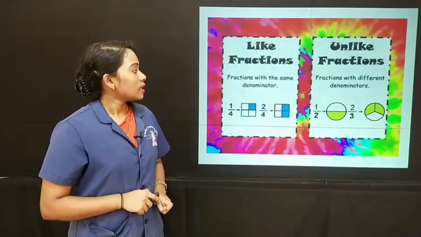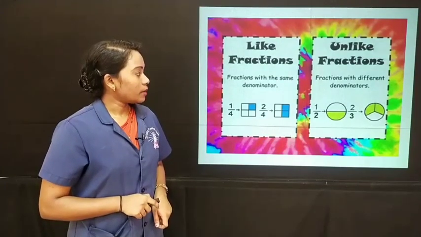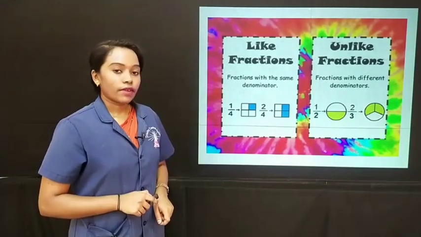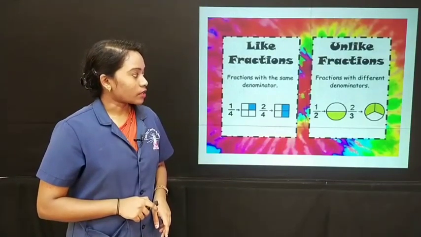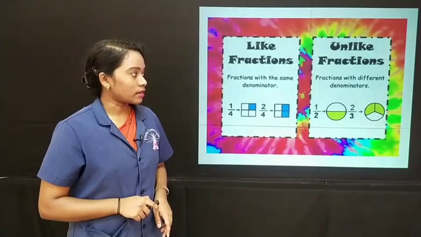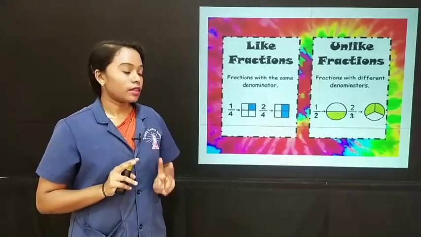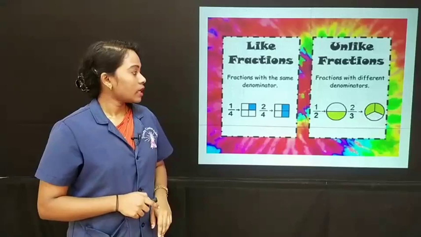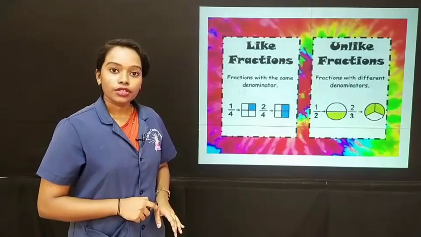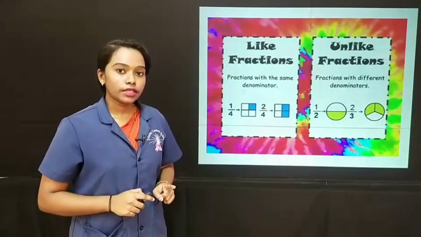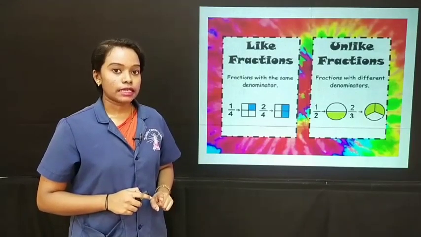Unlike fractions. See here, 1 by 2, which is representing the shaded portion of the circle, which is divided into two equal parts. And 2 by 3 is a fraction which is representing the shaded portion of the circle, which is divided into 3 equal parts. 2 out of 3 is shaded. Therefore, the fraction is 2 by 3. Here the denominators are different. Hence, they are unlike fractions. Fractions with different denominators are known as unlike fractions. Hope the concept is clear.